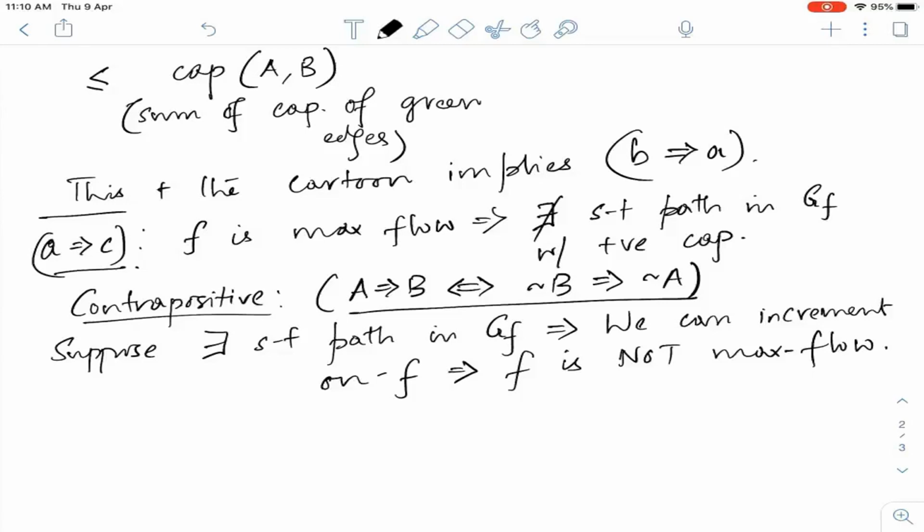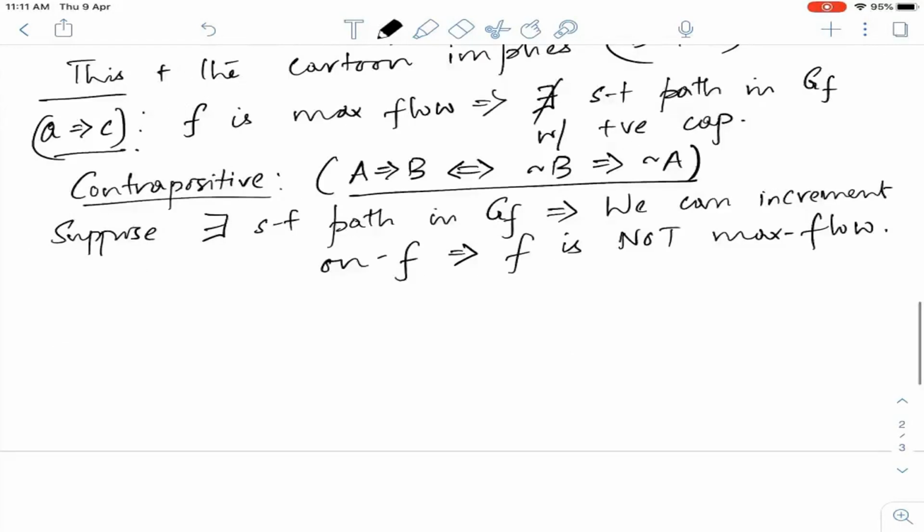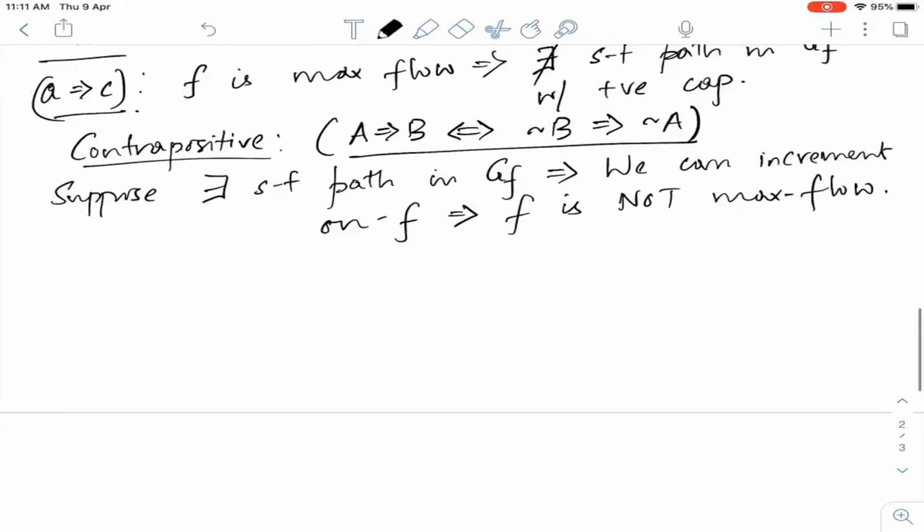Please remember this does not mean C implies A. Okay, that is much more non-trivial. That is what we are going to prove eventually. Okay, any questions about this thing?